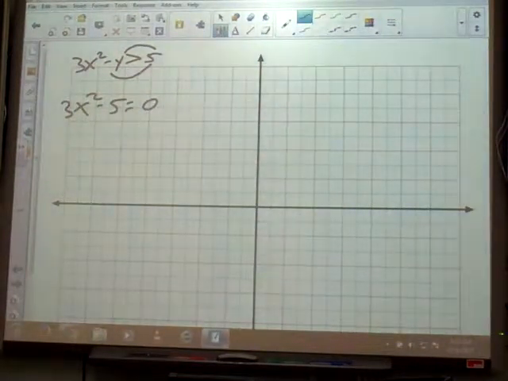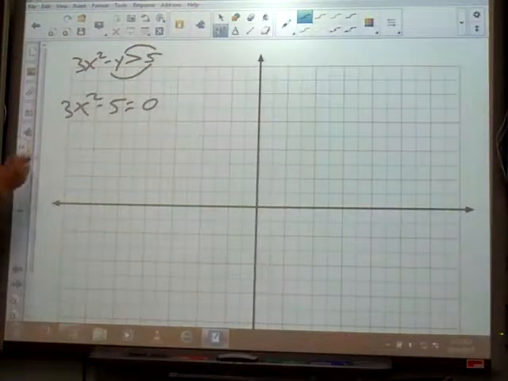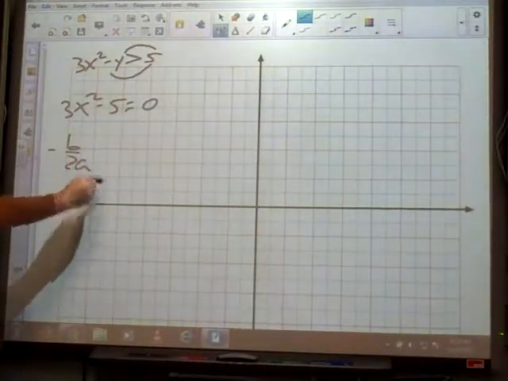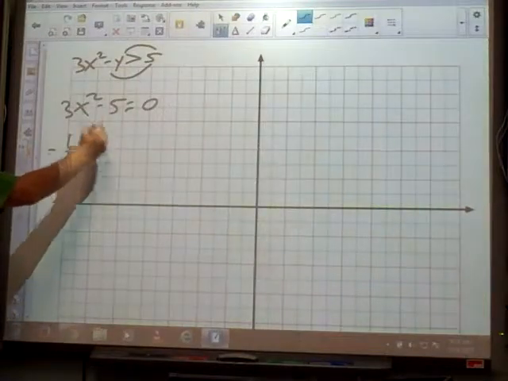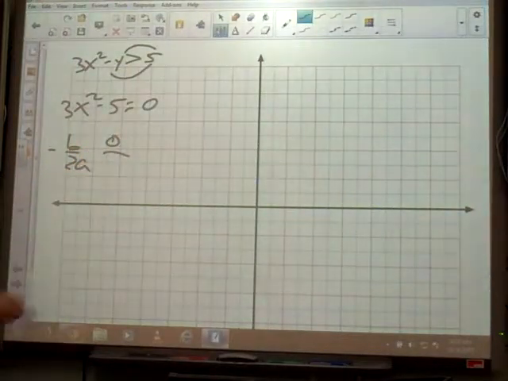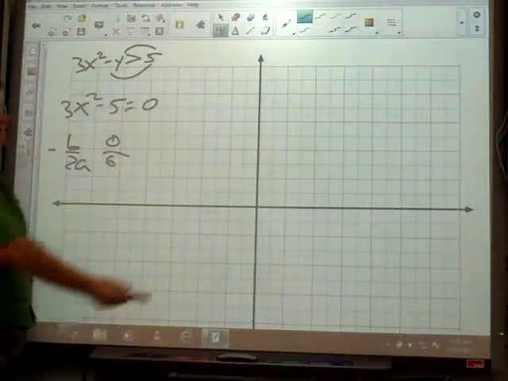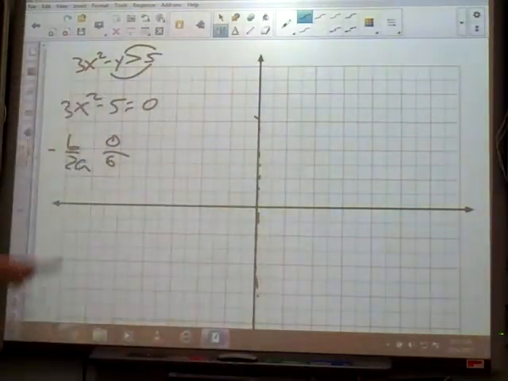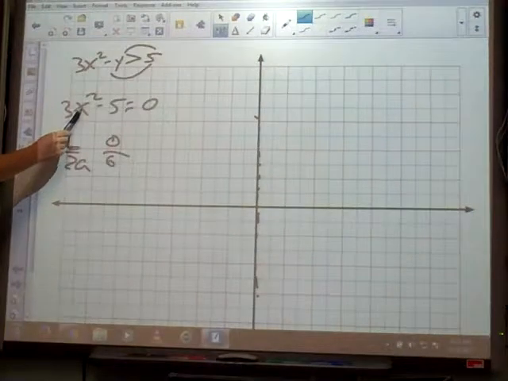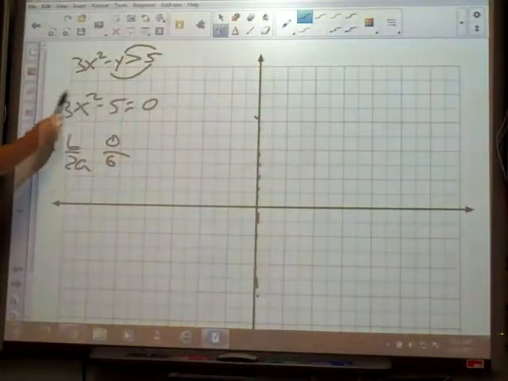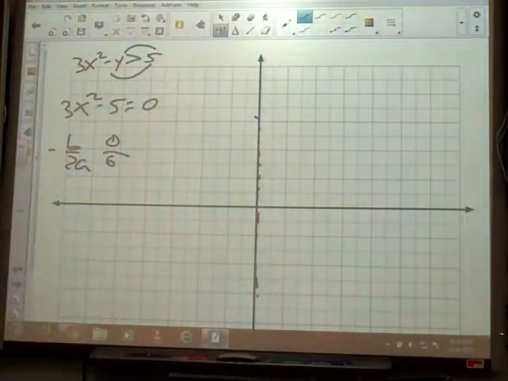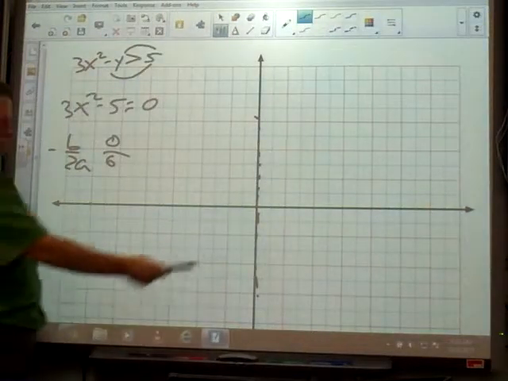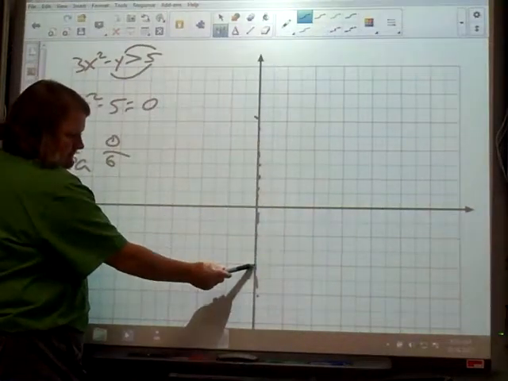Okay, now I've got it in standard form, so I'm going to do negative b over 2a. That would be 0, because I don't have a b, over 6. So that means its axis of symmetry is going to be there. Plug a 0 back in. 0 times 3 is 0, so I just have minus 5, right? So I'm going to go 1, 2, 3, 4, 5.